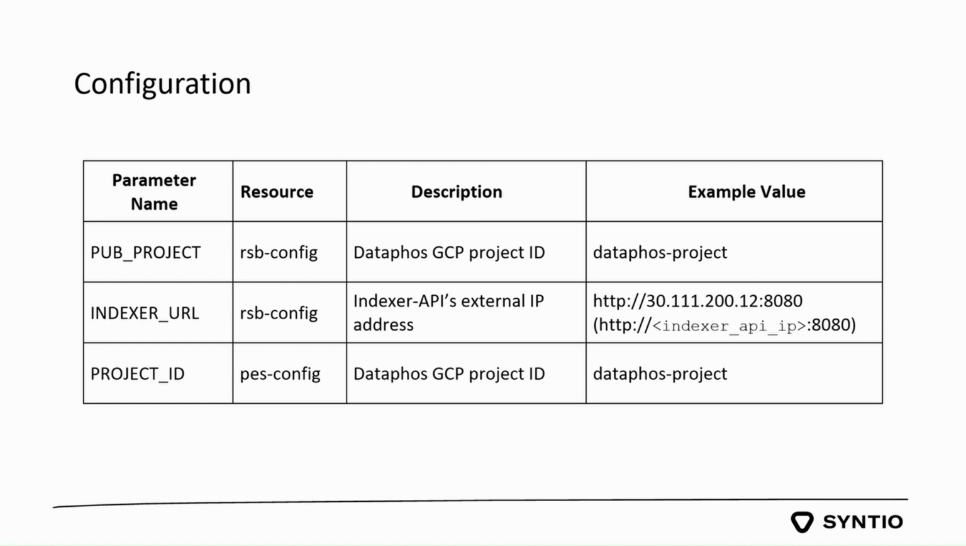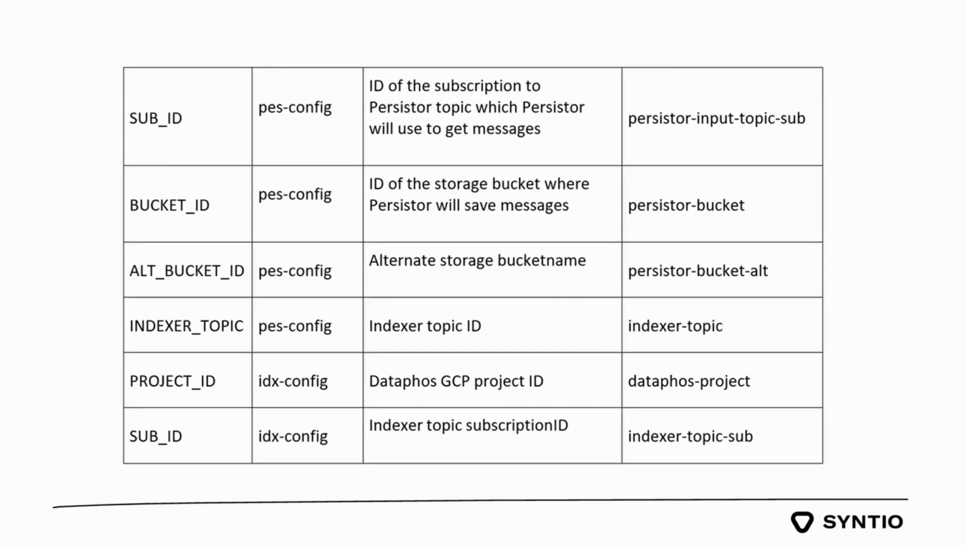Pub project and project ID are both IDs of the GCP project. Indexer URL is Indexer API's external IP address, and we'll show how to get it later in the video. Sub-ID stands for Persistor's and Indexer's respective subscriptions. Indexer topic is the topic where Persistor sends the metadata to Indexer. And lastly, Bucket ID and Alt Bucket ID are buckets where Persistor stores its data and which we just created.